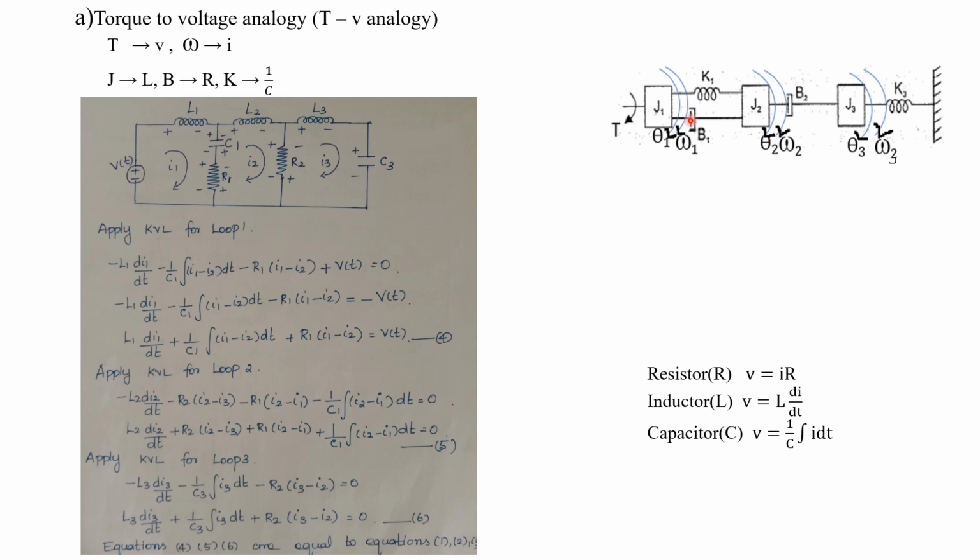Understood? Now the next element is B1. This is also connected between J1 and J2. B corresponds to R. So the resistor should be connected in the common branch, for this loop 1 as well as loop 2.